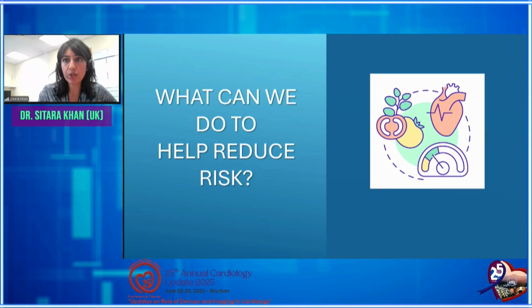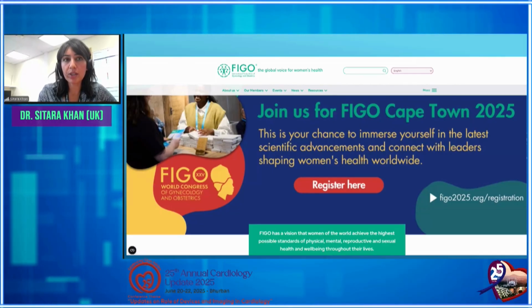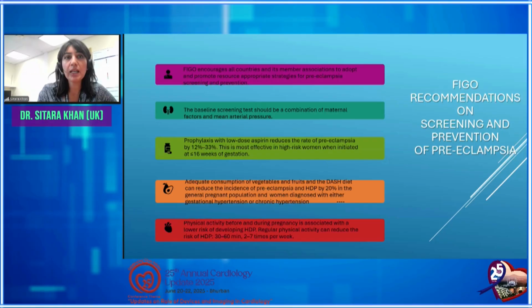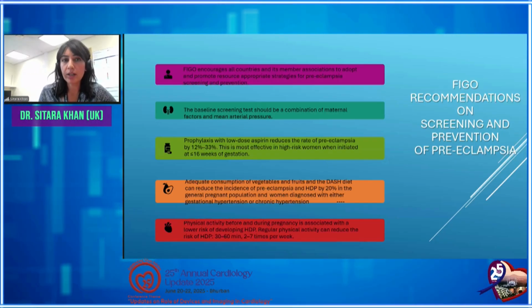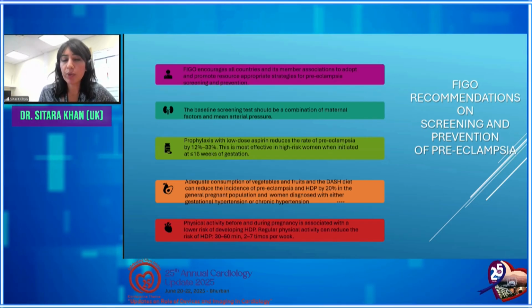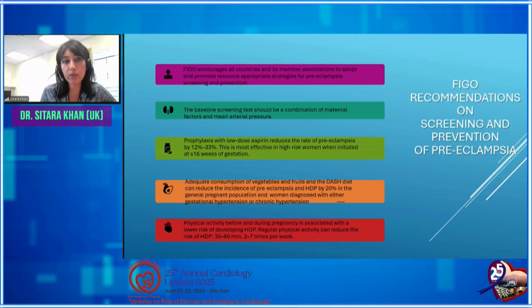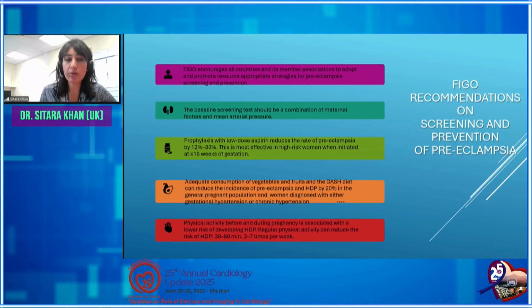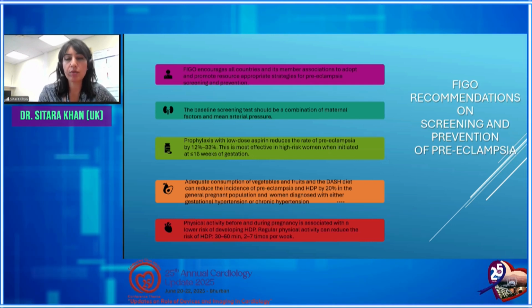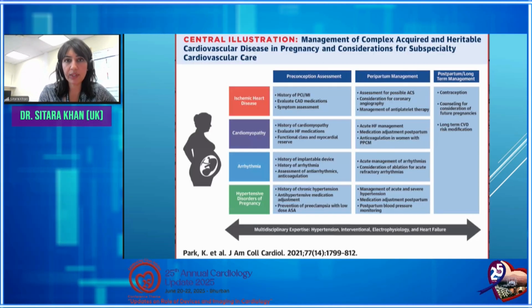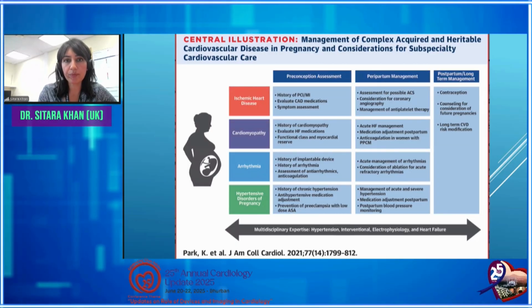So what can we do to help reduce risk? Plenty. The International Federation of Gynecology and Obstetrics say that women should be screened where appropriate. They should have their blood pressure taken. They should be given prophylaxis with low-dose aspirin. If they're high risk, it should be started before 16 weeks of gestation. They should be advised on healthy diet and also on physical activity. All of these things can reduce the risk of hypertensive disorders of pregnancy. This reiterates that message from the American journal JACC.